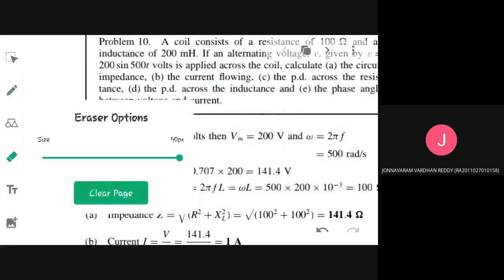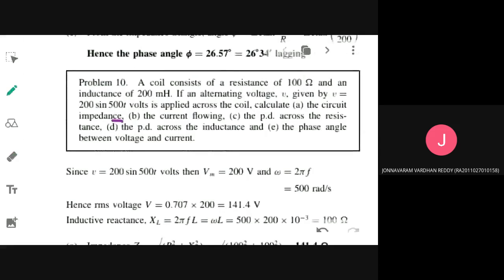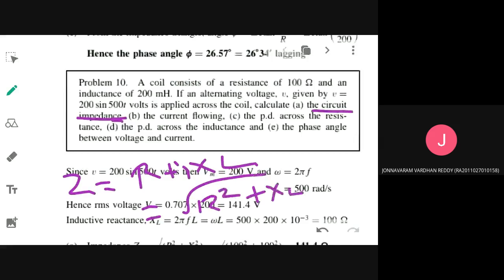First thing that is being asked is calculate the circuit impedance. You know the formula for calculating Z. Impedance Z is equal to root of R square plus XL square. This is R plus jXL. If you take the vector sum, it will be root of R squared plus XL squared. R is given directly, 100 ohm. You can substitute in place of R.